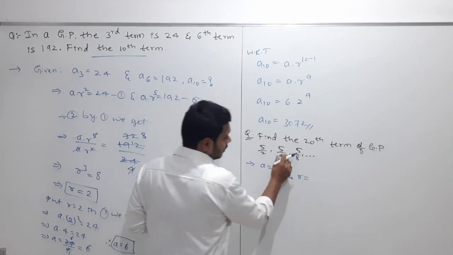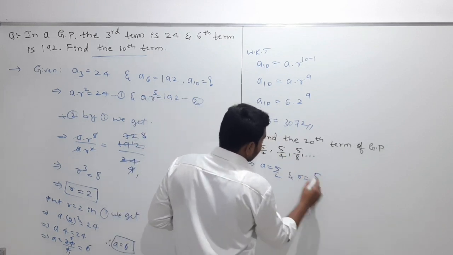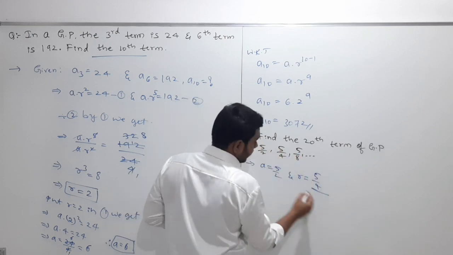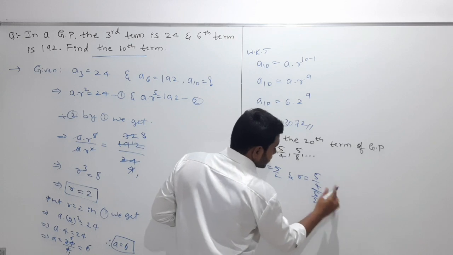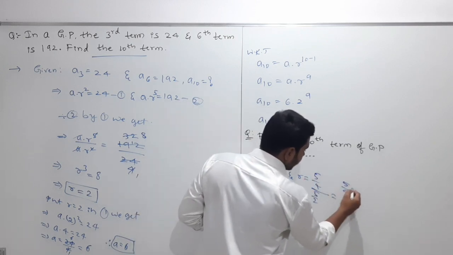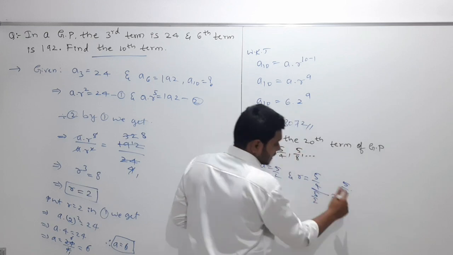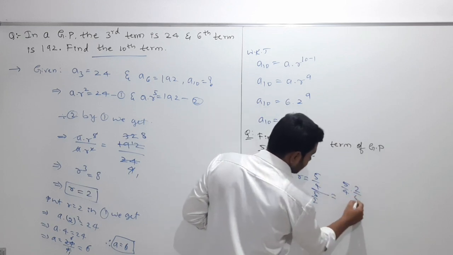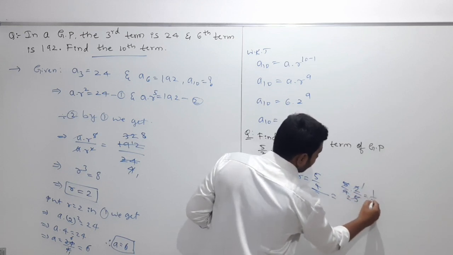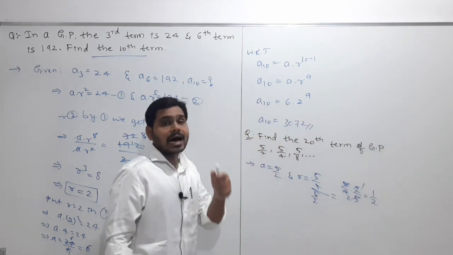How can R be calculated? This term divided by this term: 5 by 4 whole divided by 5 by 2. So this gives you the ratio R. Simplifying further, 5 by 4 into 5 by 2. If I shift it to the numerator, it will become the reverse, 2 by 5. 5 cancels, 2 ones are 2, 2 twos are 4. So therefore 1 by 2 is your R value.